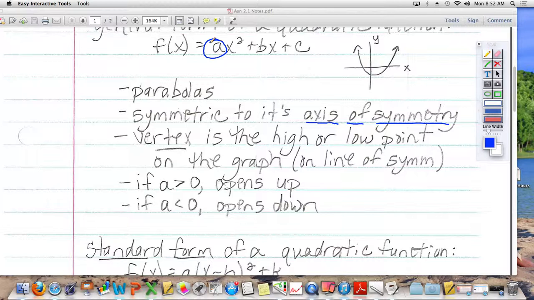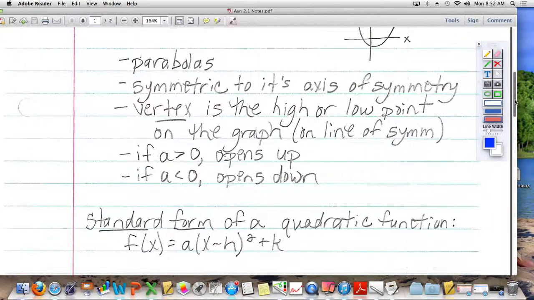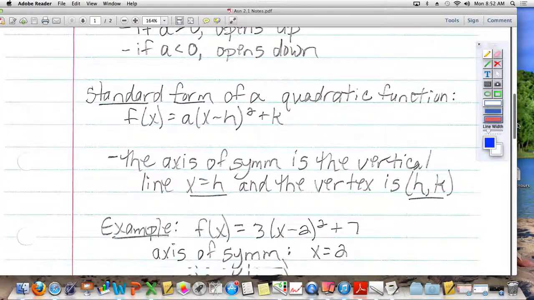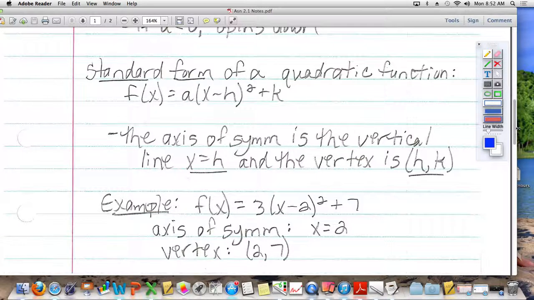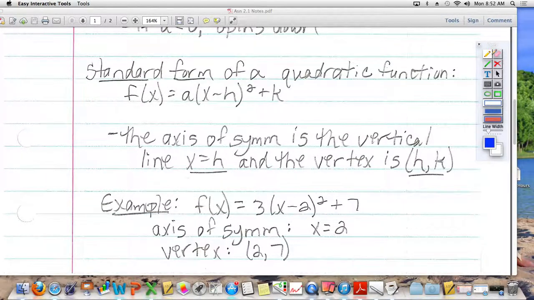Standard form. And we're going to practice today putting things in what we call standard form. Standard form of a quadratic function, f of x is equal to a times x minus h squared plus k. Now that seems awkward, maybe, but we're going to practice. You've done this before, but we're going to build on that today. The axis of symmetry is the vertical line x equals h, and the vertex is the point h comma k.